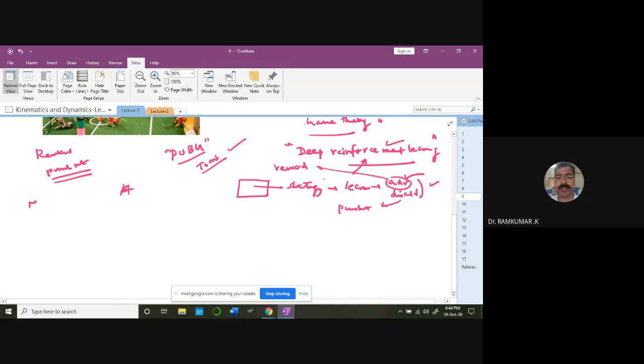Under machine learning, we have different learning techniques. One you call the supervised mode of learning. Another one you call the unsupervised mode of learning. The third one you call reinforcement learning.